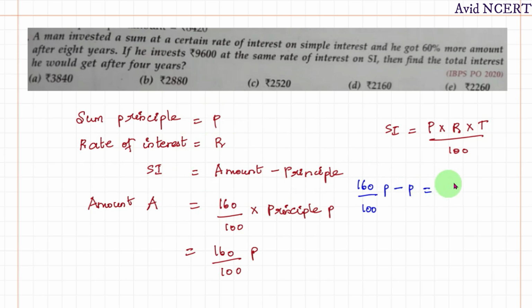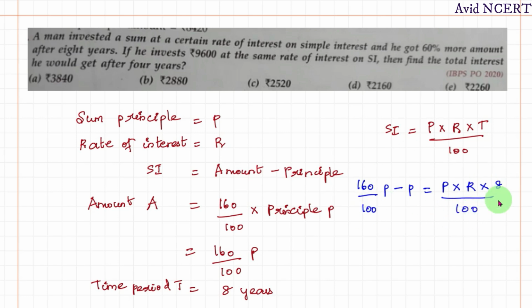So I'm taking P, the principal, as it is. R, again we don't know, so I'm taking R as it is. Times T, the time period, which is after 8 years. So the time period they gave here is 8 years. So time period T equals 8 years. Substituting in this formula, 8 divided by 100.